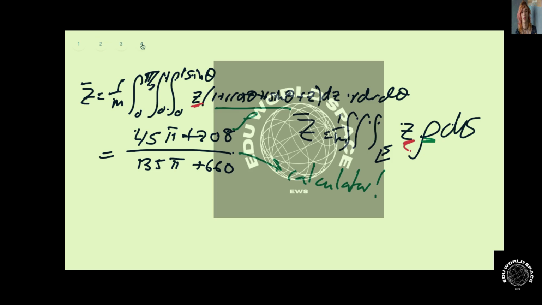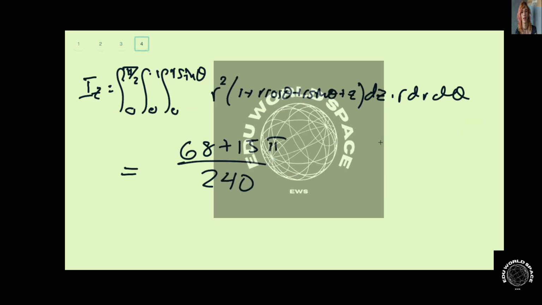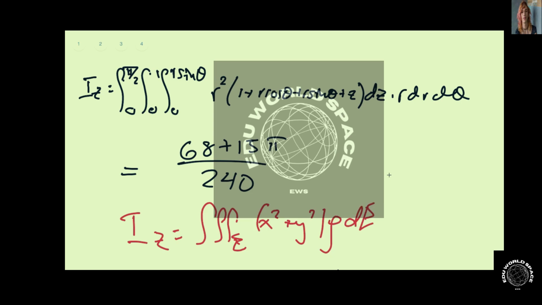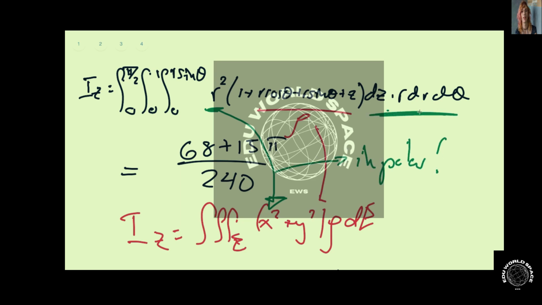Again, calculator. Okay. And finally, this is our moment of inertia around the z-axis. So this formula, remember, is a triple integral over e of x squared plus y squared times the density function. Okay, so here's our density function. And r squared is x squared plus y squared, obviously, in polar coordinates. Again, we have our dz, r, dr, d theta. Okay, and again, just plug into a calculator, and this is our answer.